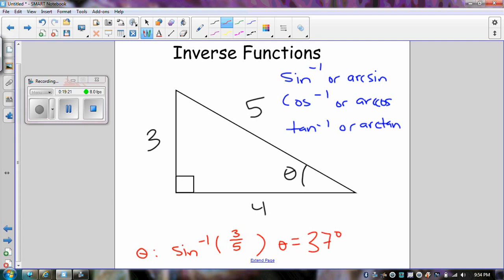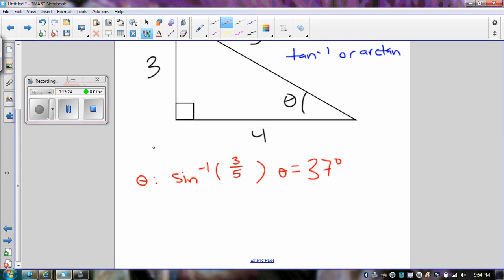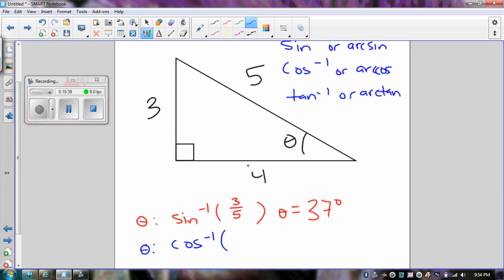Now, just to show you that you can use any of the inverse trig functions here, I'm going to go ahead and do this 2 more times. The second time, I'm going to use inverse cosine. So if I wanted to use inverse cosine, and I still wanted to solve for theta, let's look at what the values of cosine would be. Cosine is adjacent, which is 4, over hypotenuse, which is 5. So it would be inverse cosine of 4/5. If you plug that into your calculator, do inverse cosine, which is the second function for cosine, and then type in 4/5 and press enter, notice you will also get 37 degrees as well.